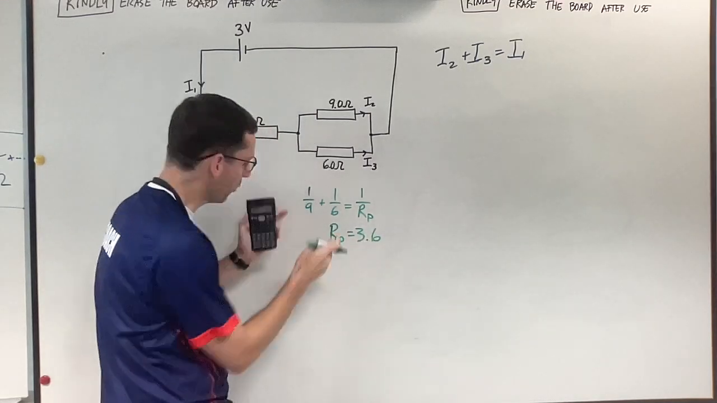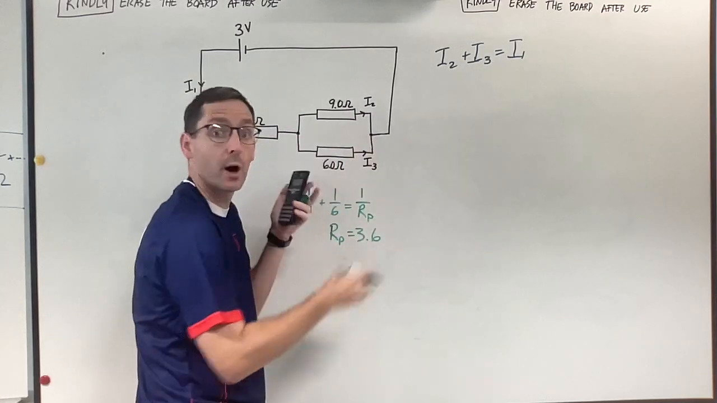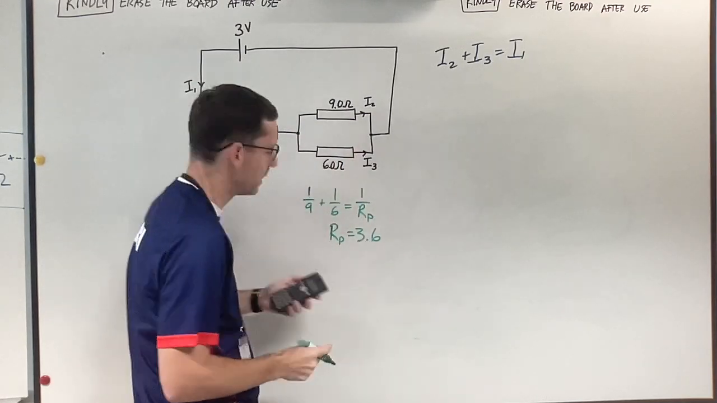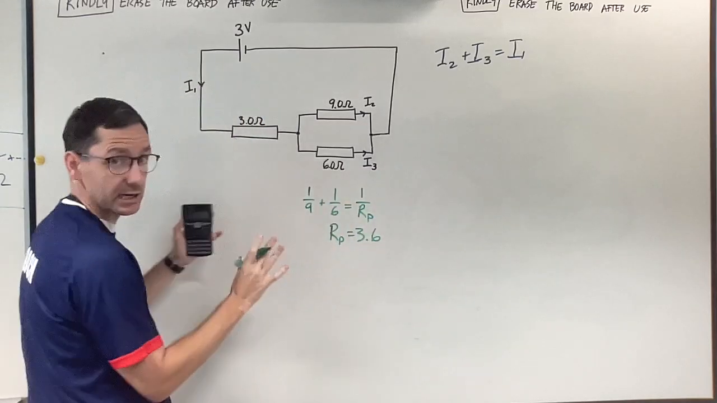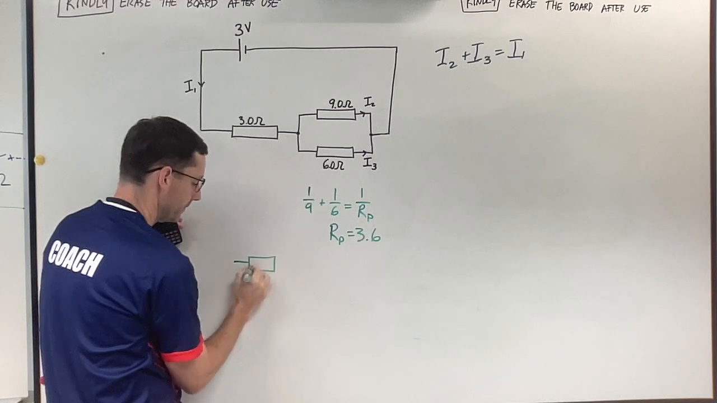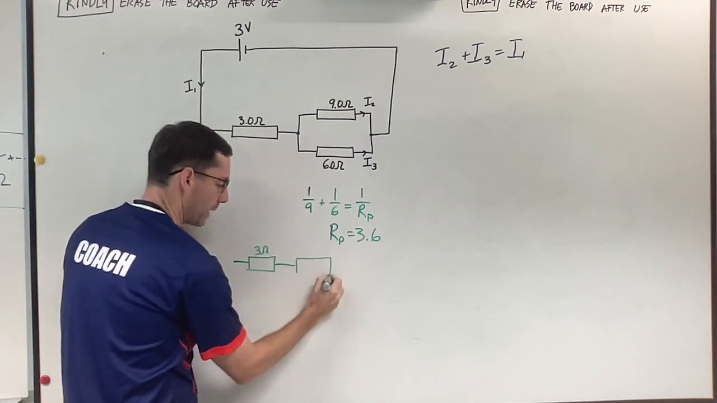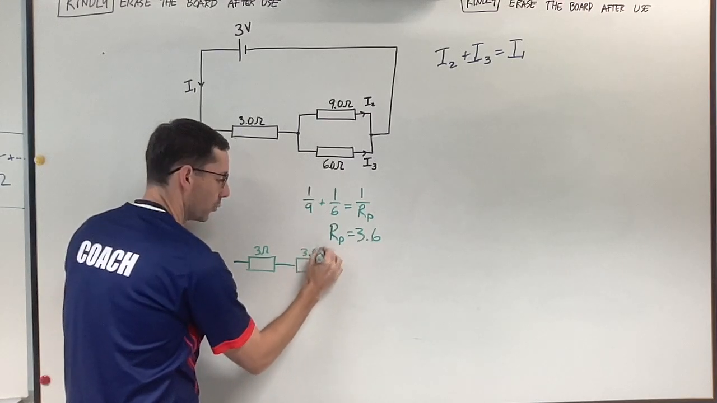Okay, remember that when you add these together, that's still just this. You still need to flip it. You need to do 1 over that or do the math to solve for it. So this is 3.6. So essentially what I have now is a 3 ohm resistor followed by a 3.6 ohm resistor.